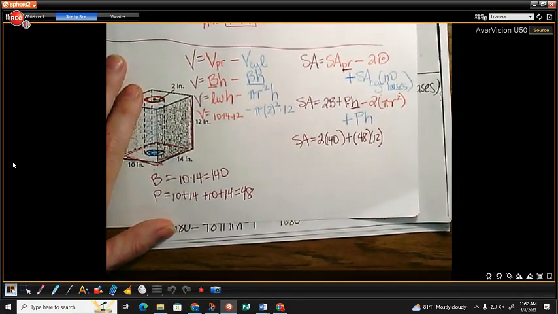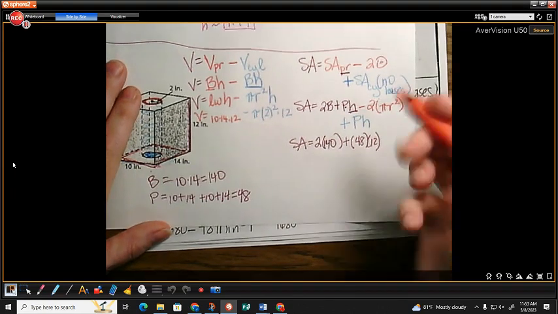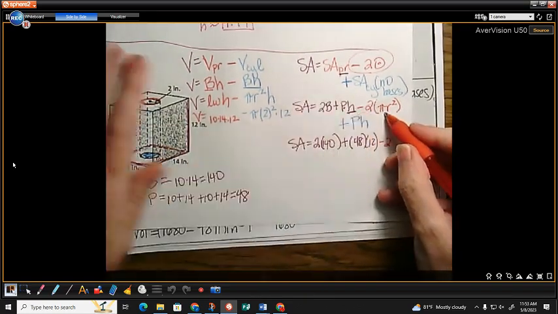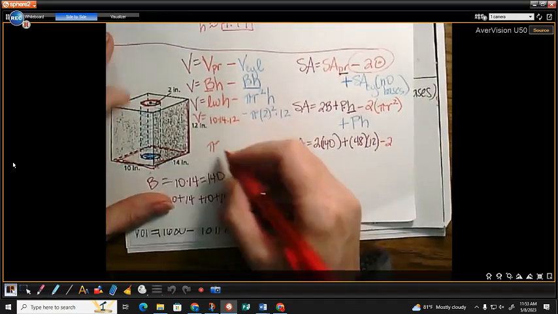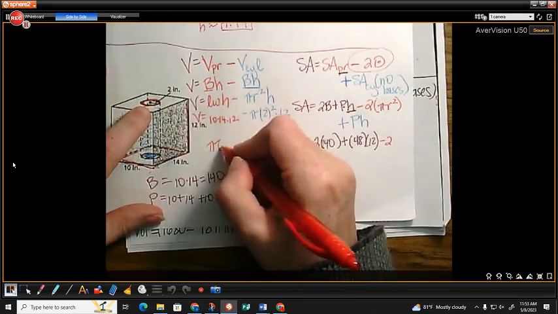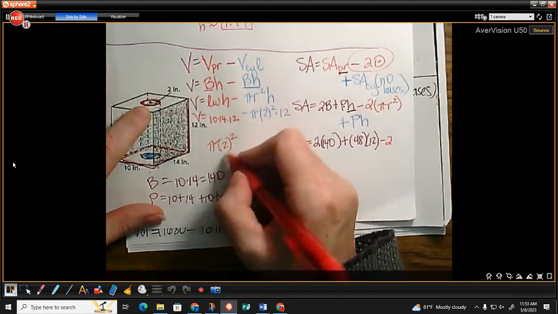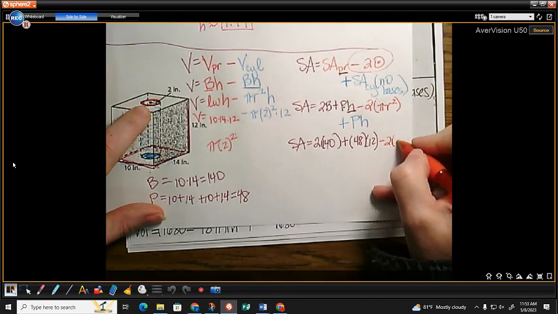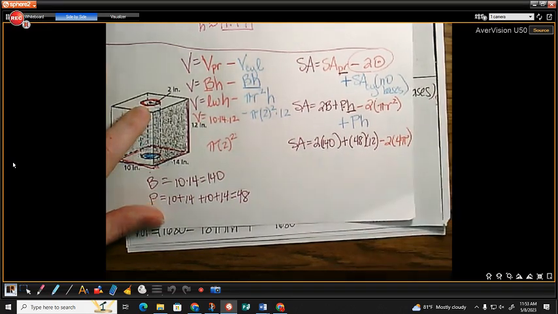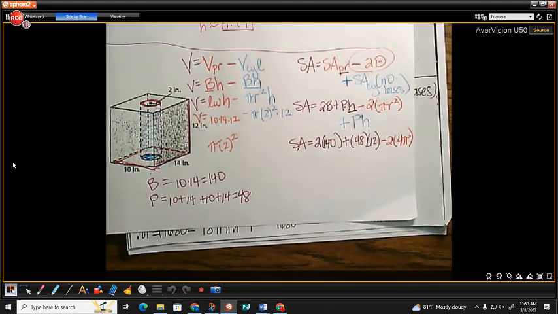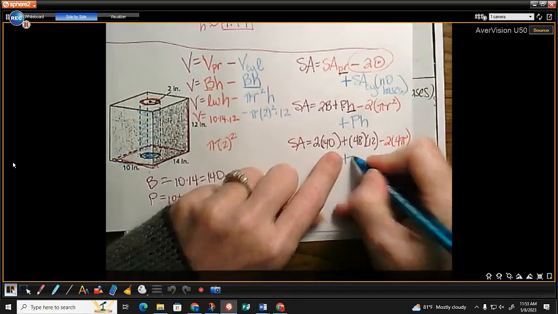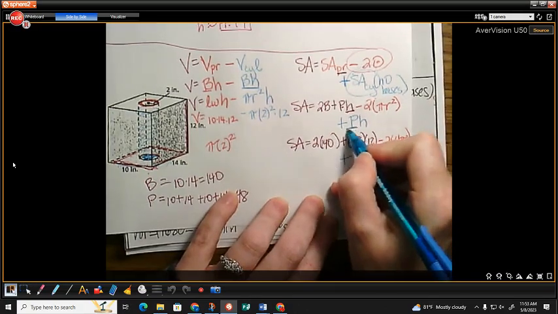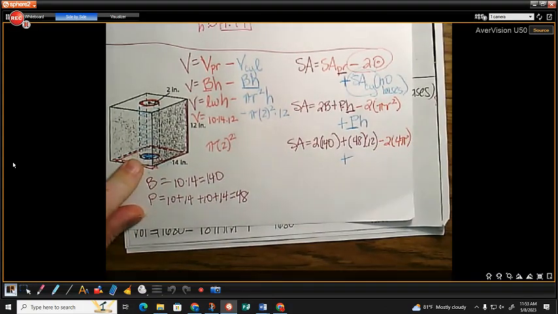Now I'm switching colors because I'm going to a different thing. Now I need to take out two circles, the 2 pi r squareds. So let's do pi, what is my radius? 2 squared. What's 2 squared? 4. So 2 times the 4 pi. Plus, now I'm doing my cylinder. I need the perimeter of my cylinder. What do we call the perimeter of a cylinder?